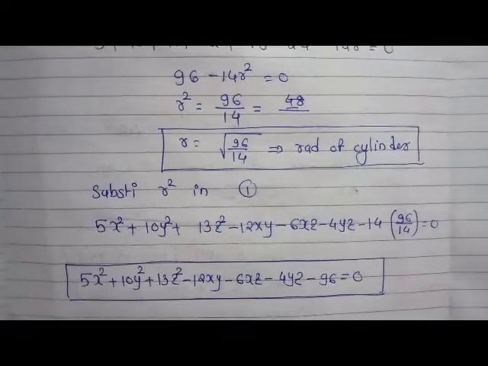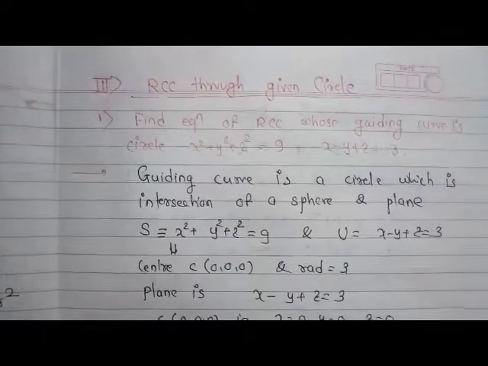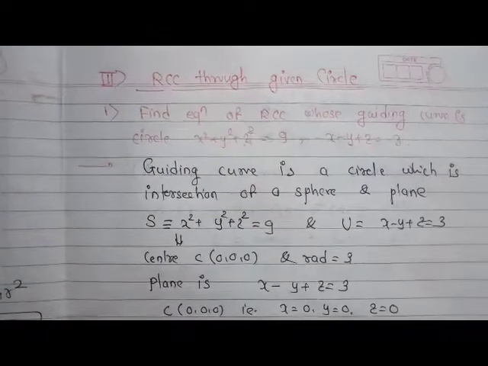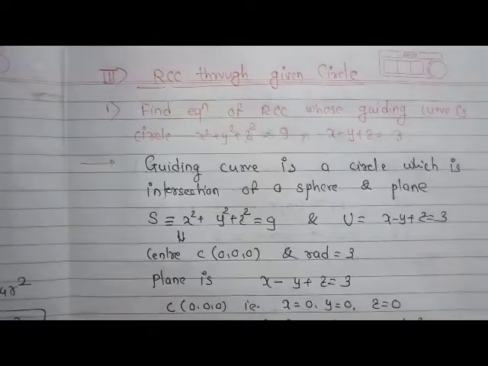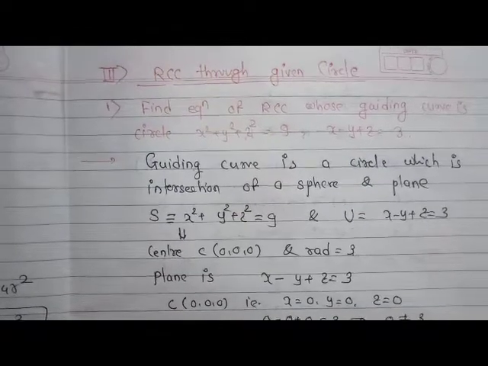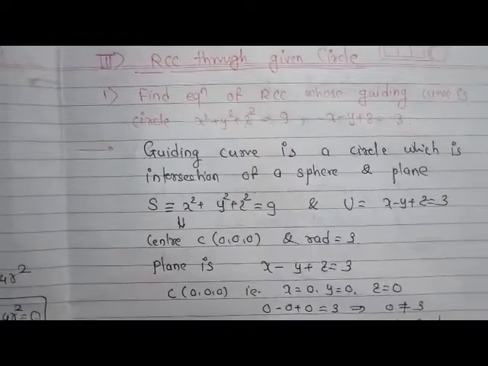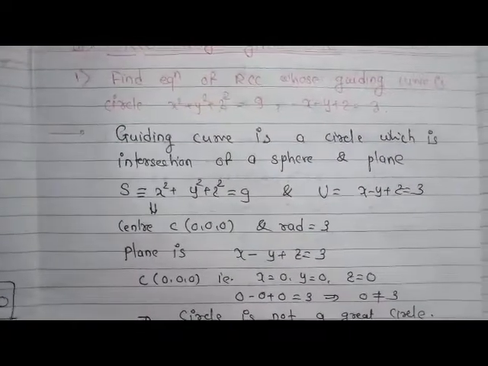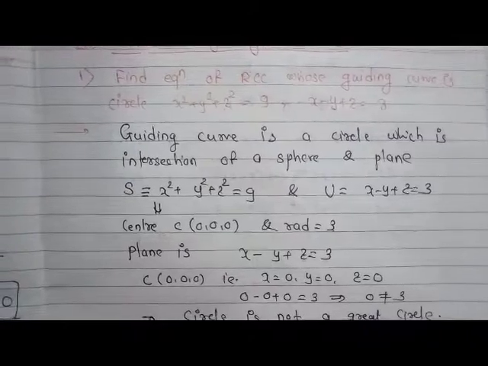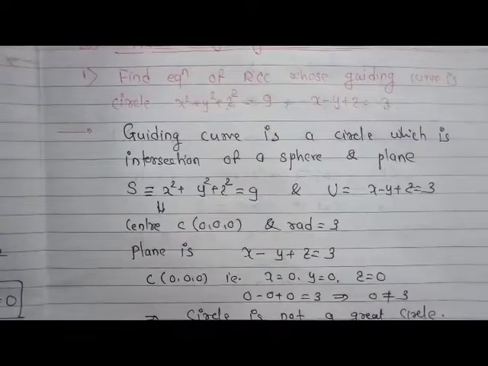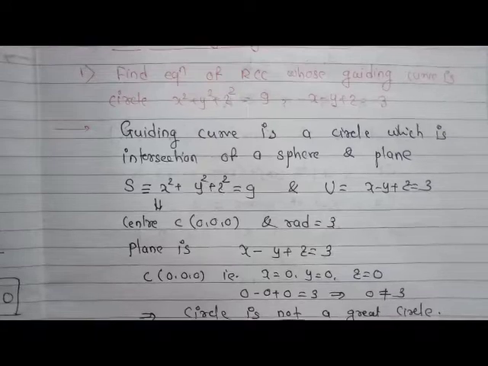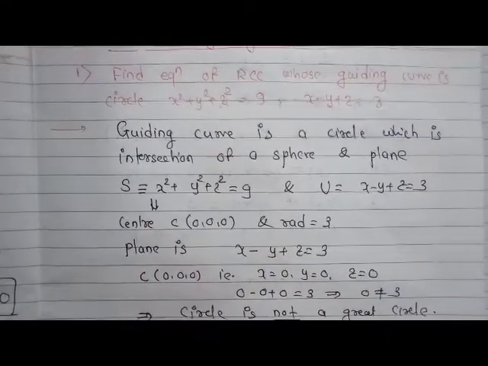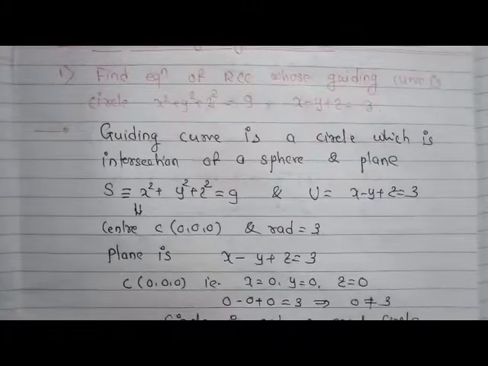Type number 3: right circular cylinder passing through the given circle. As we already know, a circle in 3 dimensions is written in 2 different ways. One, it is the intersection of a sphere and a plane, and another, it is the intersection of 2 spheres. So here we want to consider the first type. Here the circle is the intersection of a sphere and a plane, and whatever circle we obtain will be the guiding curve for the right circular cylinder. Okay, so understand how to solve the example.